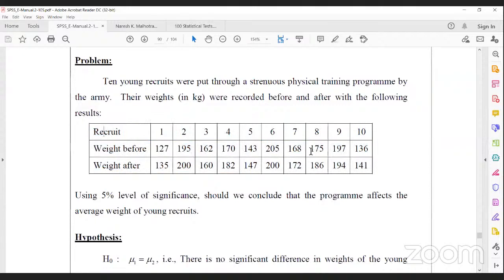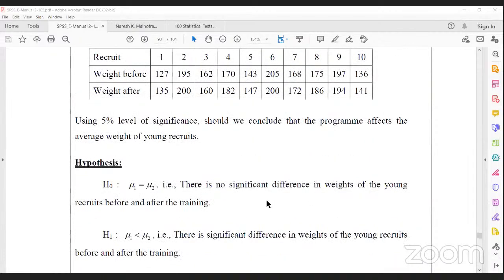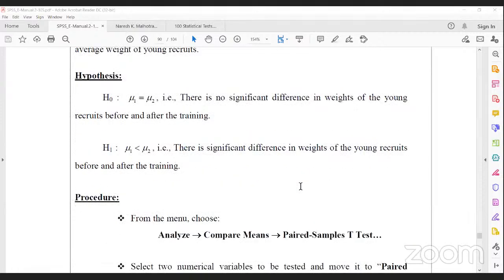Someone is talking in the background. Alka Singh, please mute yourself.